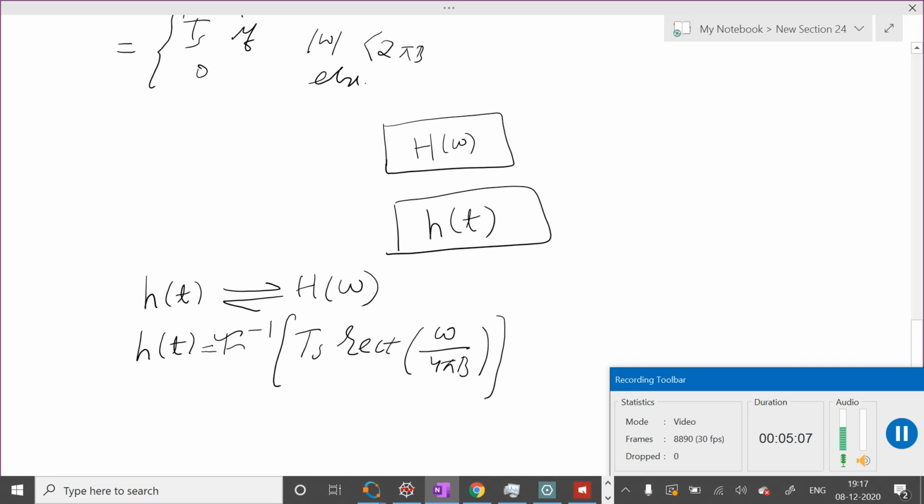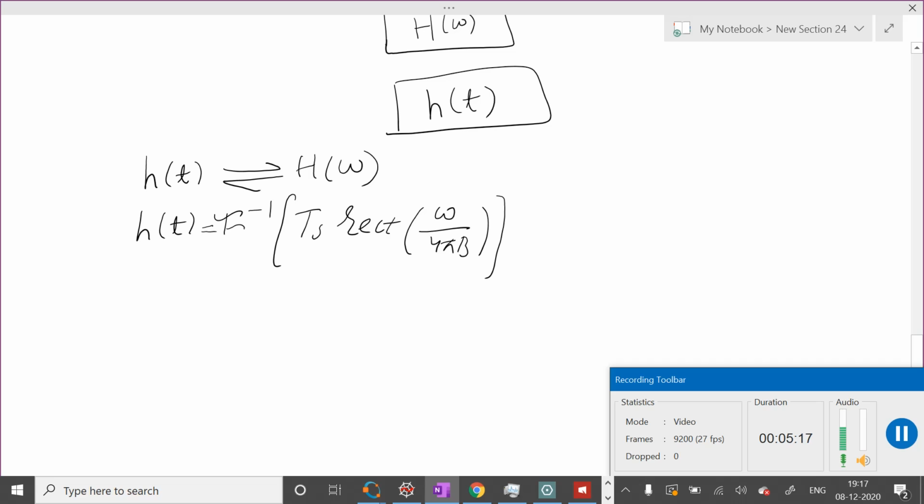And you know, rectangular function forms the Fourier transform pair with sinc function, and we will directly use that formula here without wasting time. You can look into the Fourier transform chapter of the book by B. P. Lathi. It will be equal to 2bts sinc 2 pi bt.